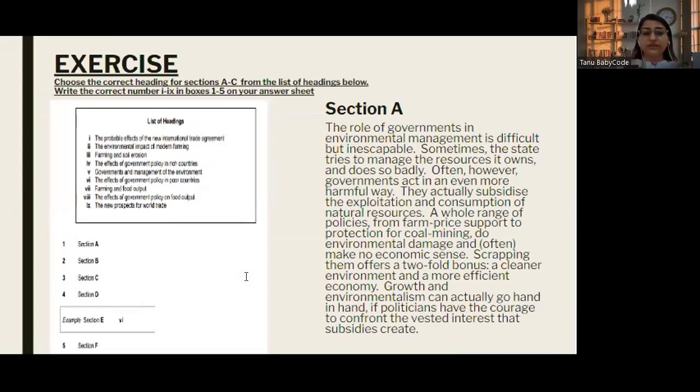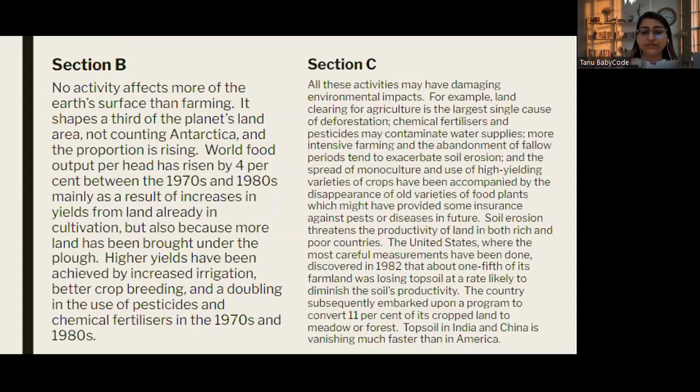So you can see the screen. There is a list of headings for sections A to C from the headings below. You can write the correct number. Section B, section C also. You can apply any of the strategies to find out the answers for these sections.